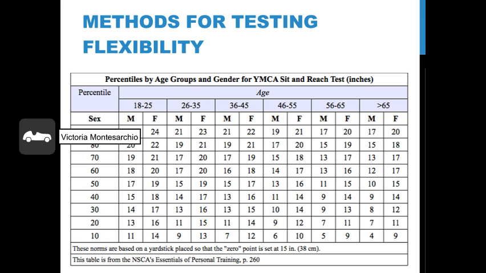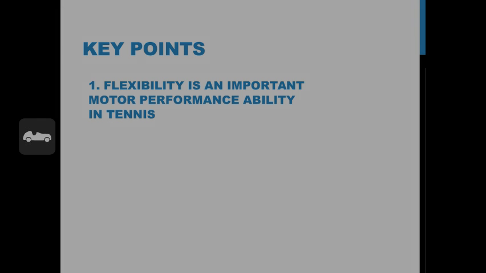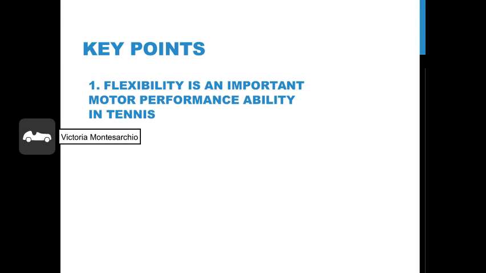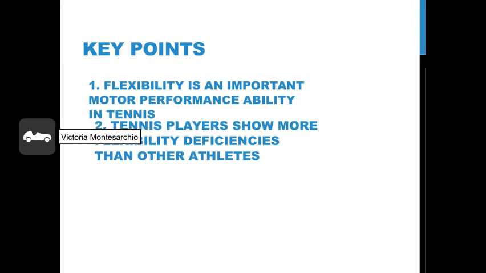In conclusion, we will just review some of the main takeaways from this lecture. Key point number 1. Flexibility is one of the most important motor performance abilities in training for tennis players. Point number 2. Tennis players tend to develop more deficiency in flexibility than any other athletes, especially in the shoulders and the trunk.